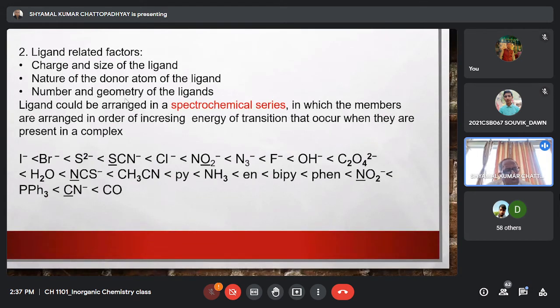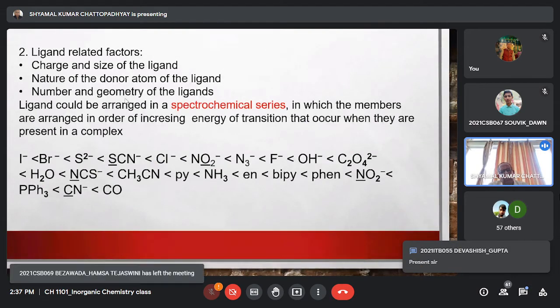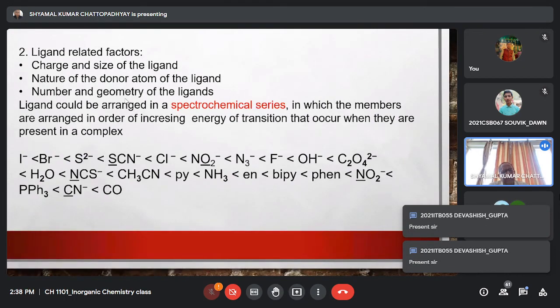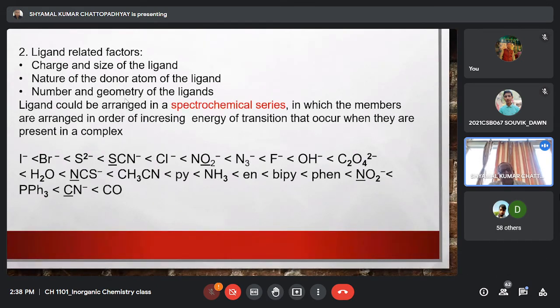Similarly, if you take 5 coordinated geometry, you may have a trigonal bipyramidal coordination, or you may have a square pyramidal coordination. In general, square pyramid has higher crystal field splitting than a trigonal bipyramid. So for a given coordination number, if the geometry changes, the crystal field changes.